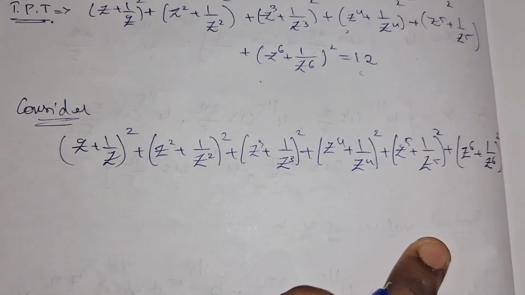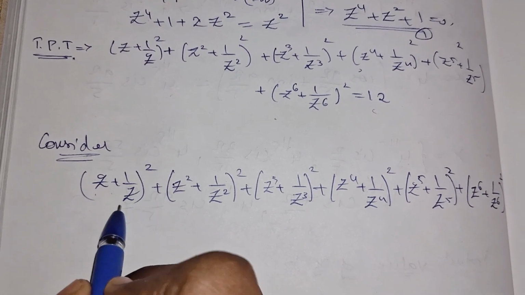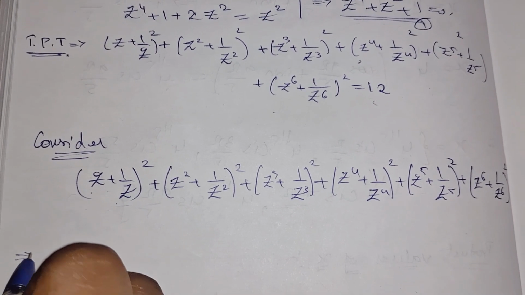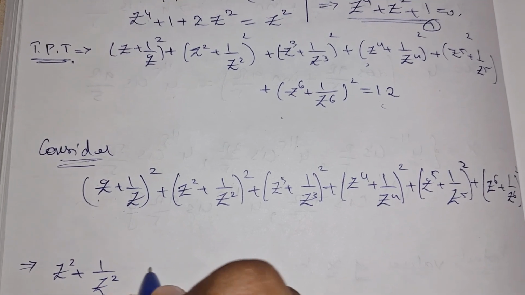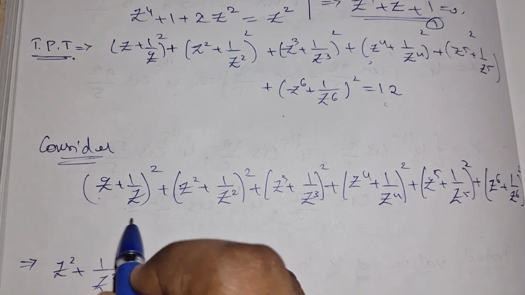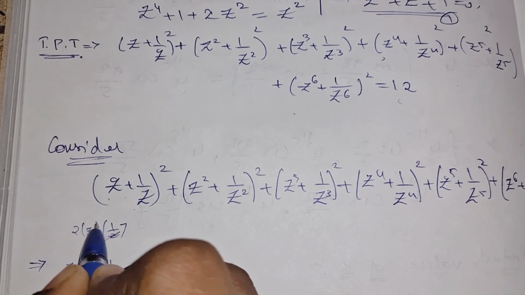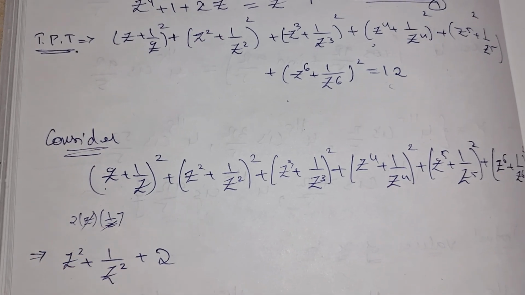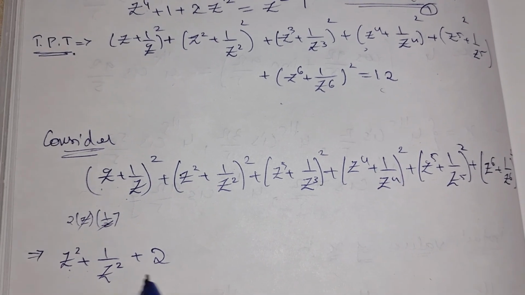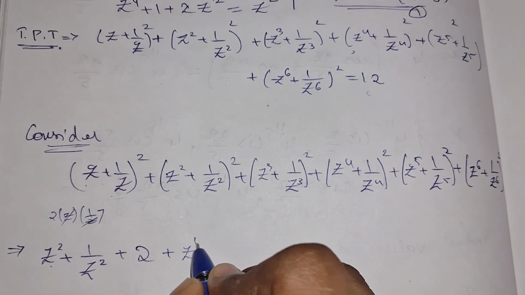This is the LHS. Now I will expand each and every term using the (a plus b) whole square formula. So expanding, I will get z square plus 1 by z square plus 2z into 1 by z. Z gets cancelled, we will be left with 2, right? That is 2xy.